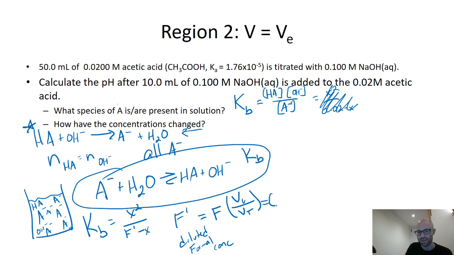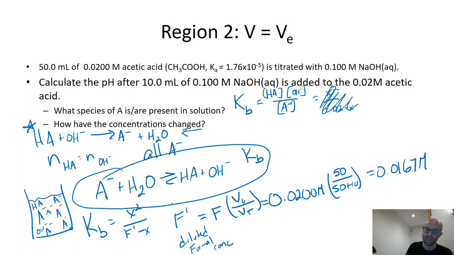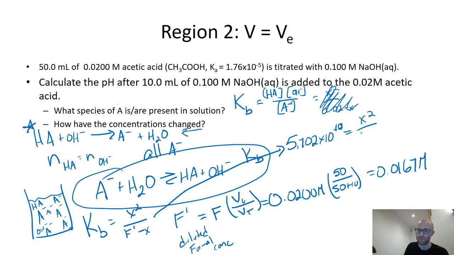In this case, 0.0200 molar times 50 over 50 plus 10 gives us 0.0167 molar. When we plug that in, using Kb, we get 5.702 times 10 to the negative 10th, Kb equals x squared over 0.0167 minus x.